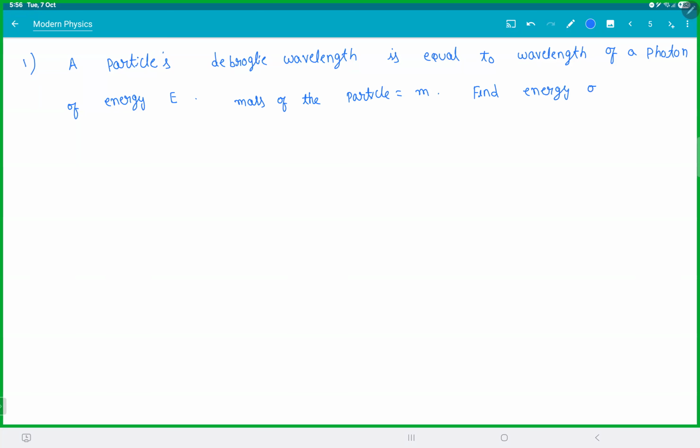So there is a photon of energy E. That wavelength is equal to the de Broglie wavelength of a particle. Then what is the energy of the particle? Try. You got a minute or two. And others, do keep your cams on.